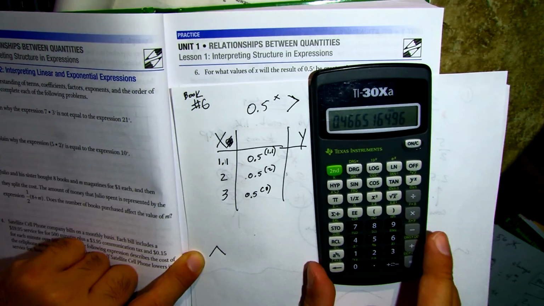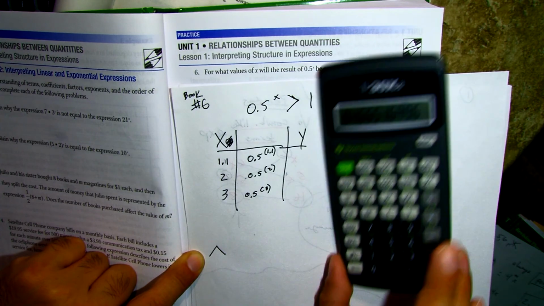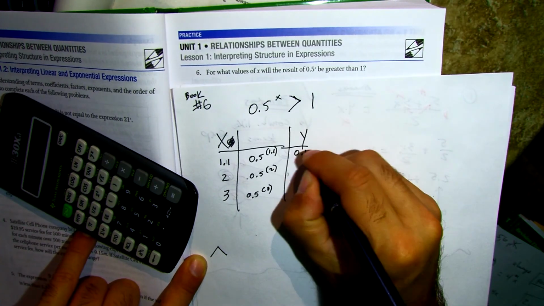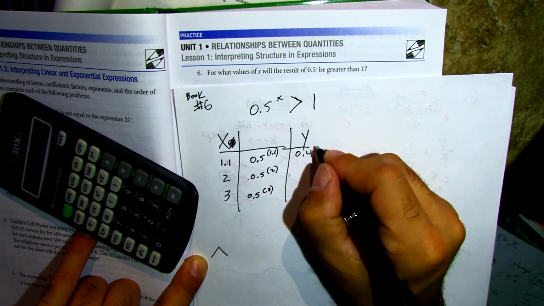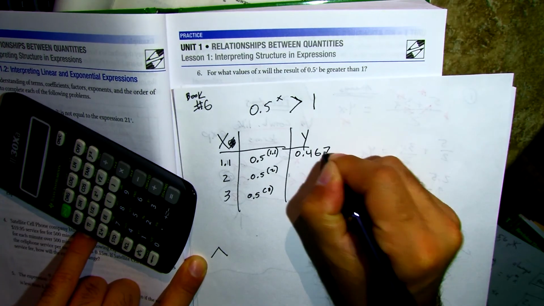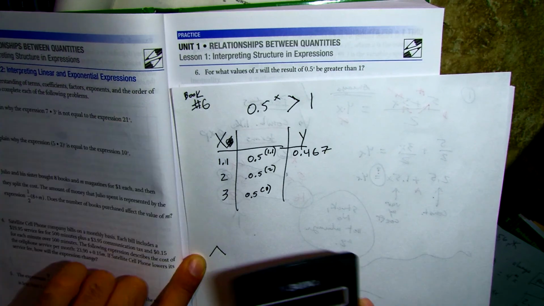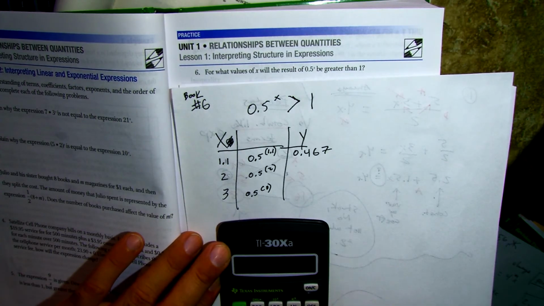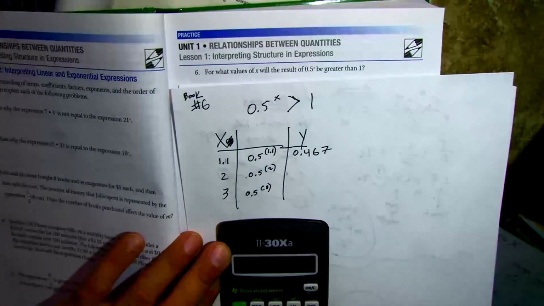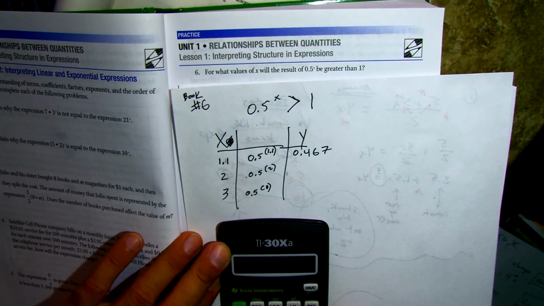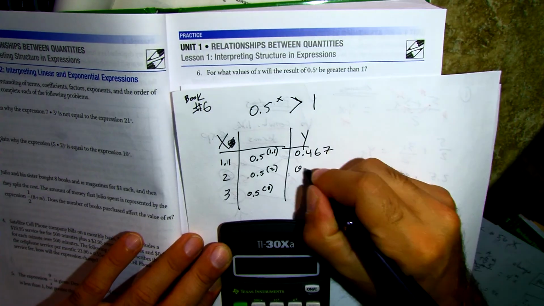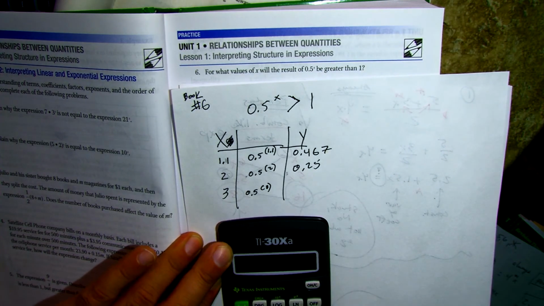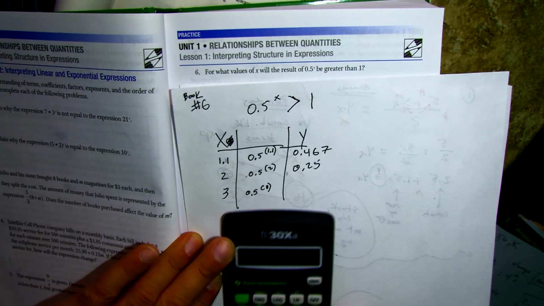We can rewrite this as, as x increases, the y value decreases. Okay? That's all I'll say. That's fine. We proved it.